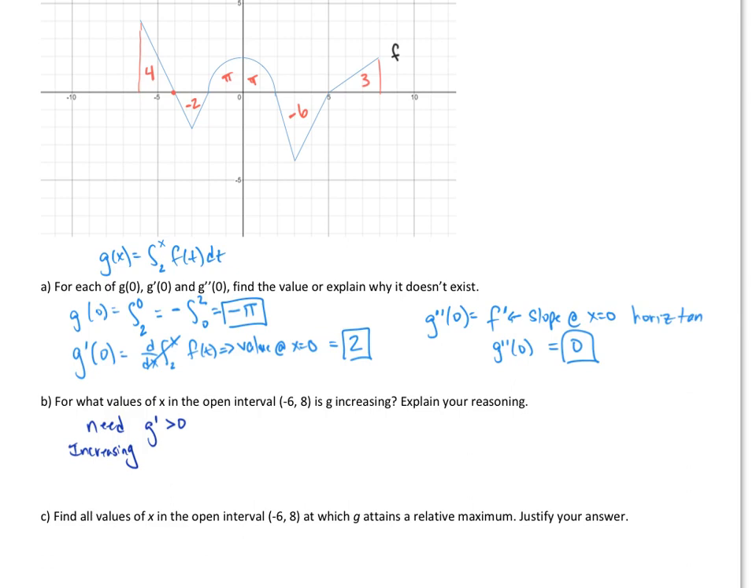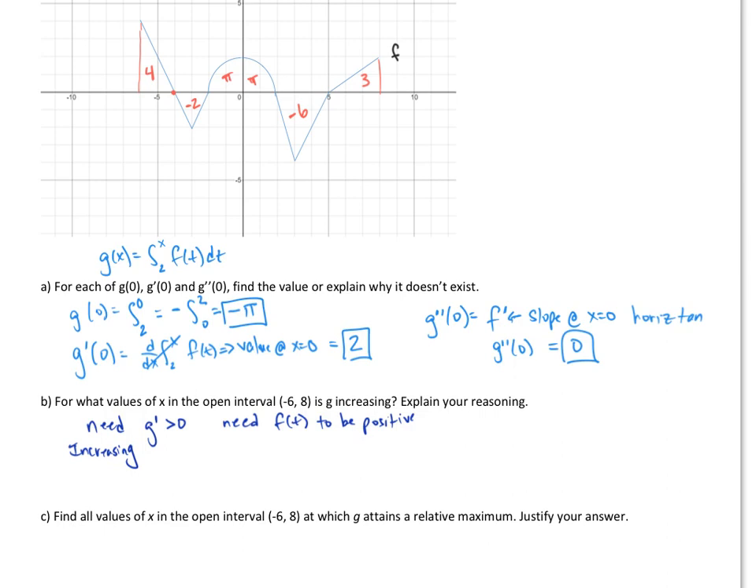So basically I'm looking at the slopes of g, which is the graph of f, and that means I need f of t to be positive. And that's when g would be increasing. So on the open interval, where will it be positive? Let's take a look over here. We've got above the axes from -6 to -4. Then we've got above the axes from -2 to 2, and then again from 5 to 8. So let's write all that down.